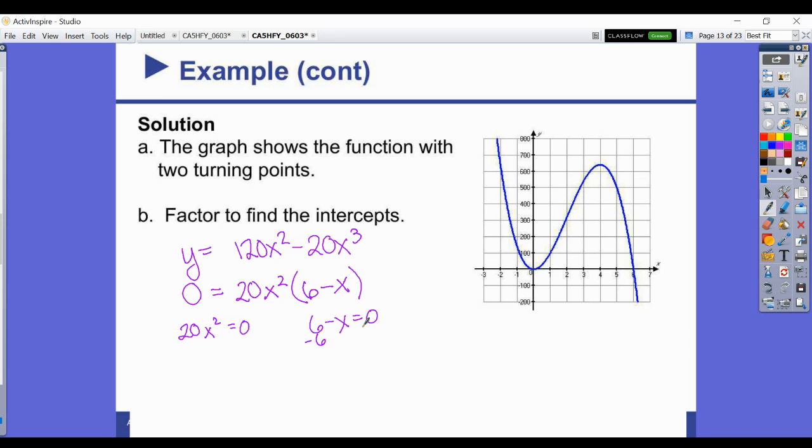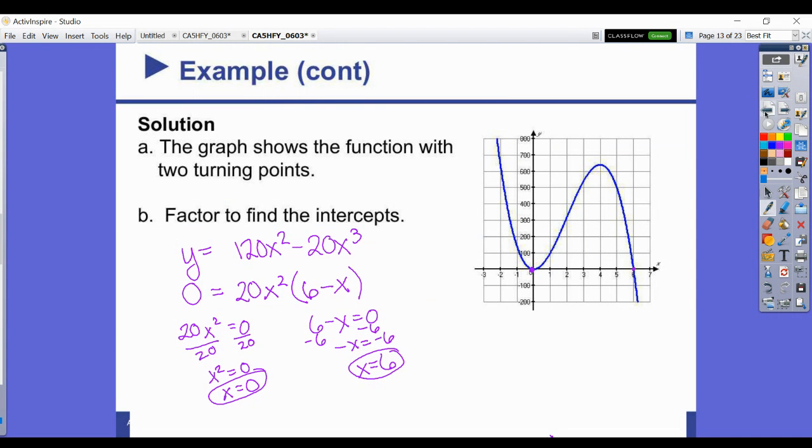I'll start over here with this one, minus 6 from both sides. So I get -x equals -6, divide by a negative, and we get a positive 6. And the other 0 is at, well, if you divide by 20, you still get 0. And if you square root 0, you still get plus or minus 0, which is still 0. So the other intercept is 0. You can also see that on the graph over here. We've got an x-intercept at 0 and an x-intercept at 6.